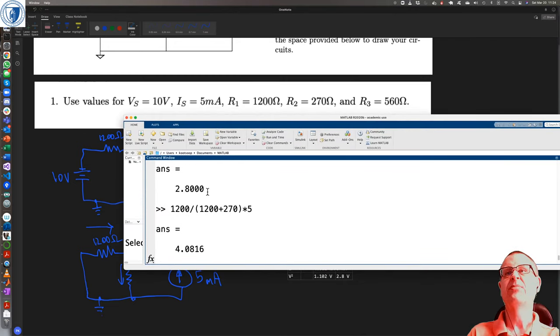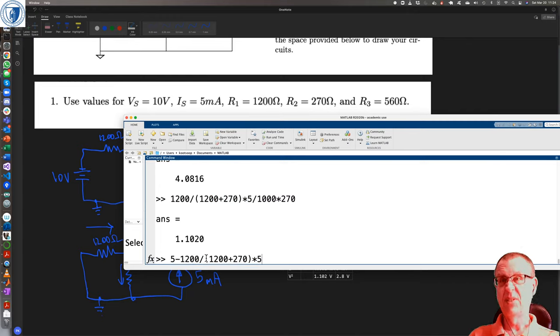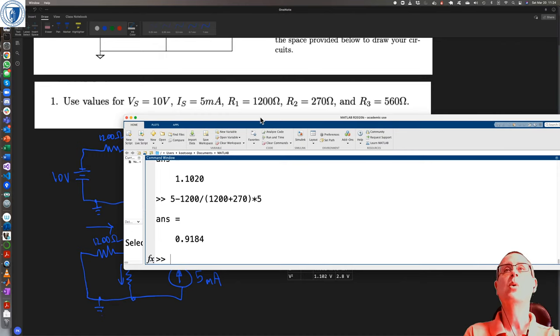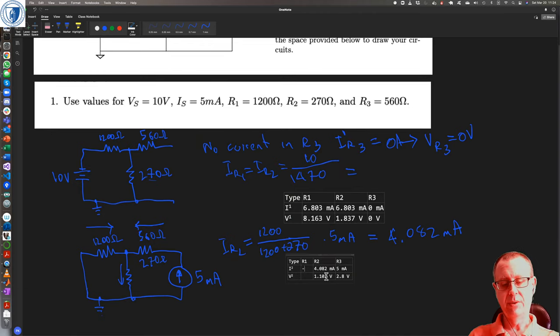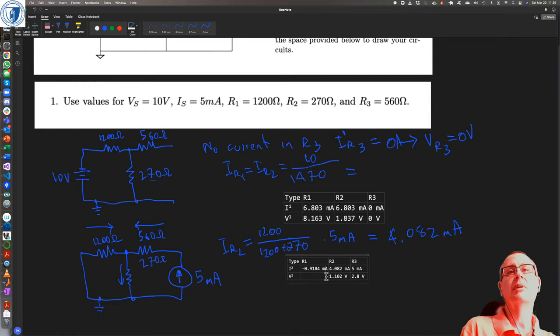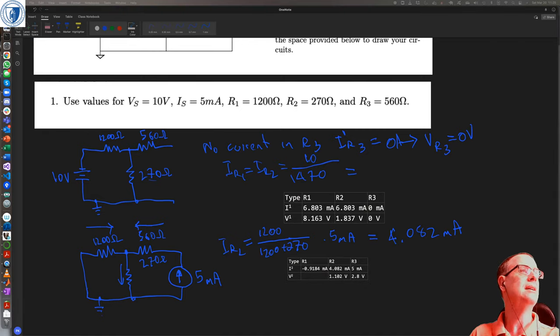Right, so it's going to be 5 minus that, but it's going to be the negative of that, so 0.9184. But because of the sign convention we've chosen, and that should be milliamps, it's going in the opposite direction. And then our voltage is just going to be 1200 times that. Let's try that again with the brackets in the right place. Yeah, there we go.